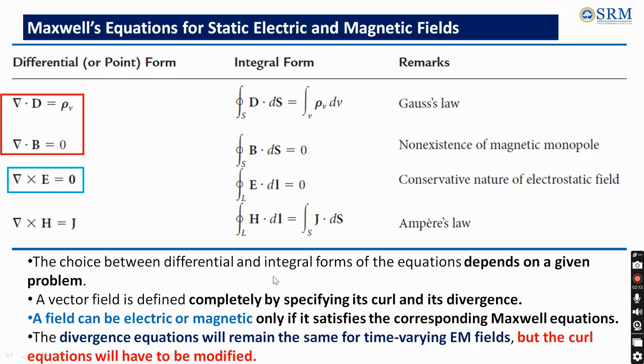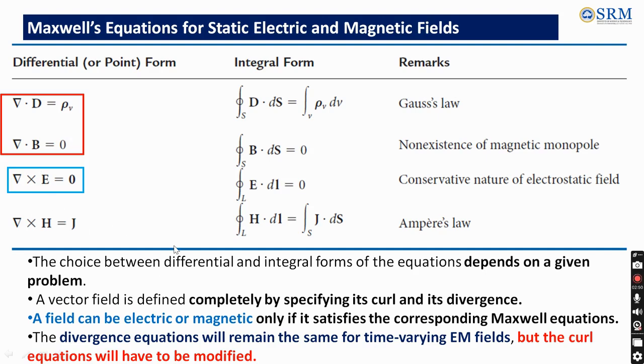For a particular problem, whether we need the differential form or the integral form depends on the nature of the problem. And a vector field, we all know, is completely specified by its curl and divergence. So we arrive at the Maxwell equations in the same way. A field is electric or magnetic only if it satisfies the corresponding Maxwell equation.